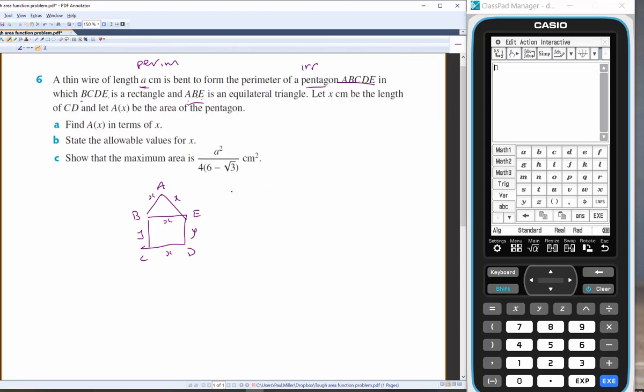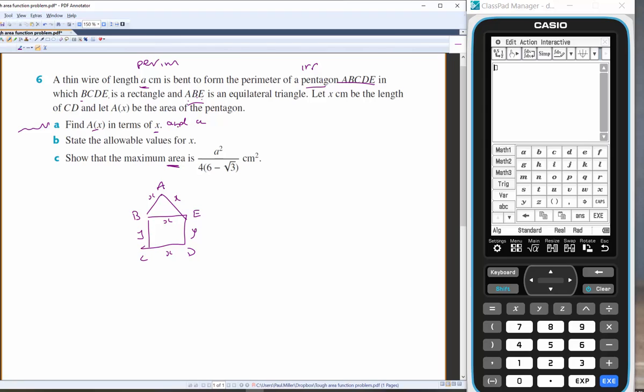Okay, so what we're going to do is find A of X in terms of X. Now this is a little naughty, okay? This question really should say find A of X in terms of X and A, because I did this problem and spent a while trying to think about how I'm going to get it only in terms of X, and it's actually not possible. And you can see here that the maximum area is given in terms of A as well, so it's not an actual number.